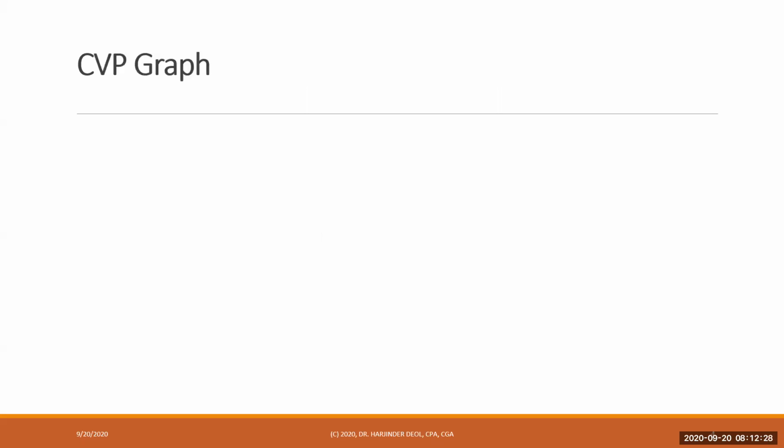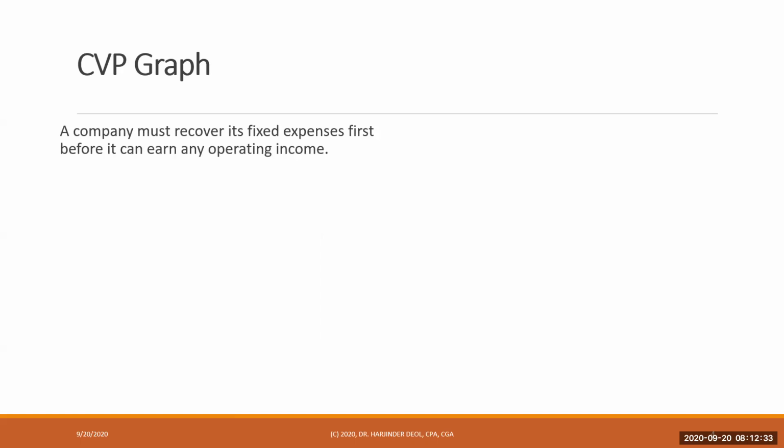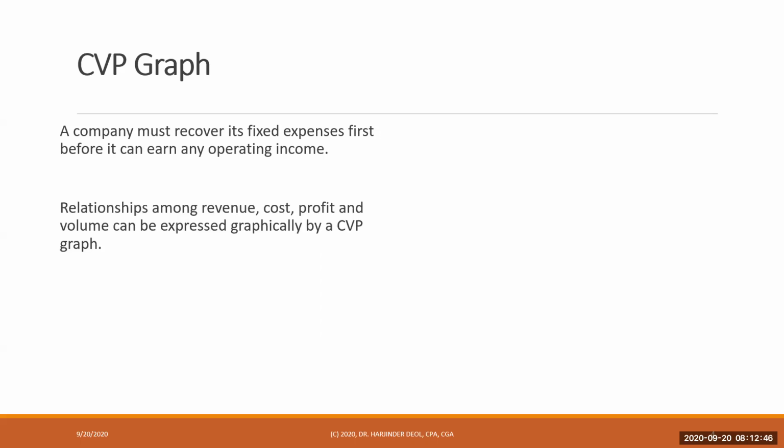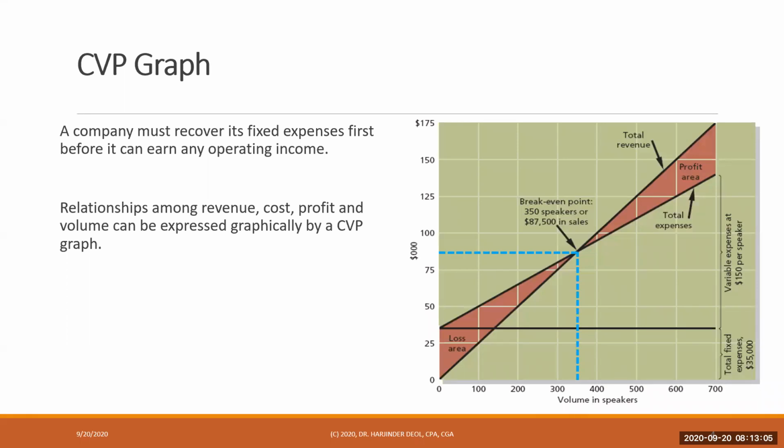Let's take a look at the cost, volume, profit graph, or the CVP graph. A company needs to recover its fixed expenses before it can start earning any profits by way of operating income. So we can graph the relationships amongst revenue, costs, profit, and volume in terms of number of units sold by preparing what's called a cost, volume, profit graph. This is what it looks like.